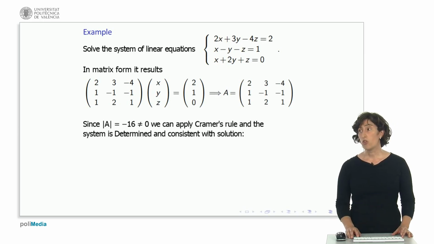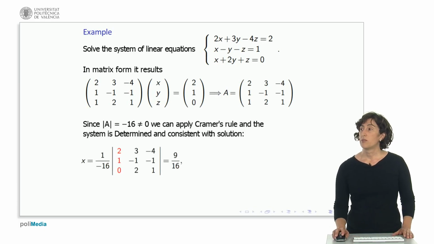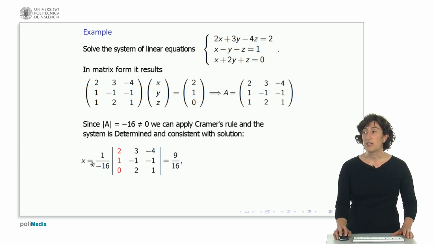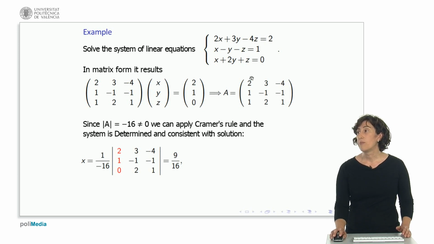And what's going to be the solution? Well, let's see that it is x, that it is y, and that it is z. What is the x? Well, the x, as it is the first of the unknowns, will be 1 divided by the determinant of A. Remember that it was minus 16, multiplied by a determinant, which is the result of taking the matrix and changing the first column by the vector of independent terms. Then, instead of 2, 1, 1, I'm going to put 2, 1, 0. I calculate this determinant by the rule of Sarrus. I know that it is minus 9, then minus 9 divided by minus 16 is 9 divided by 16.